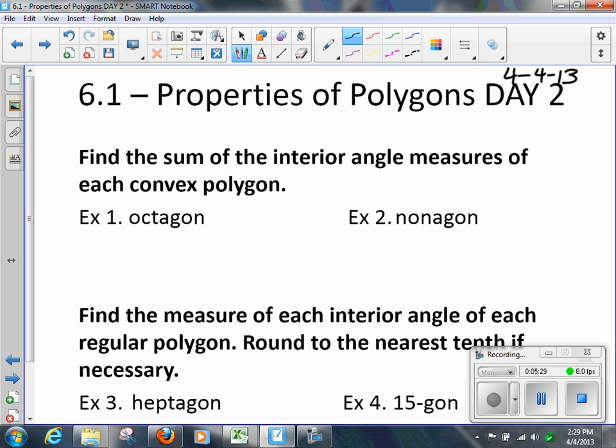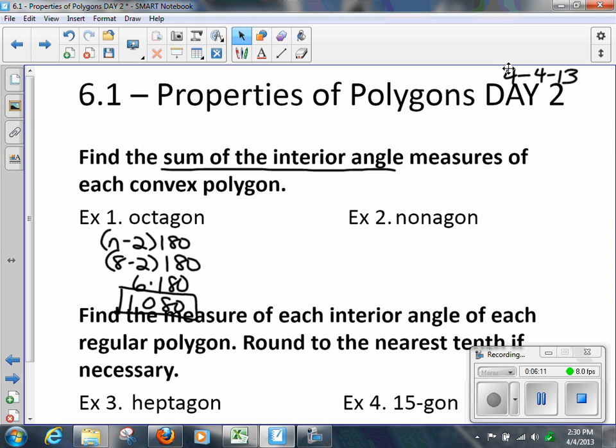Find the sum of the interior angles of each convex polygon. Octagon. You should have already done this. Octagons, how many sides? 8. So, how do we find the sum of the interior angles? What's 6 times 180? Y'all are the ones with the calculators. 1080, right?